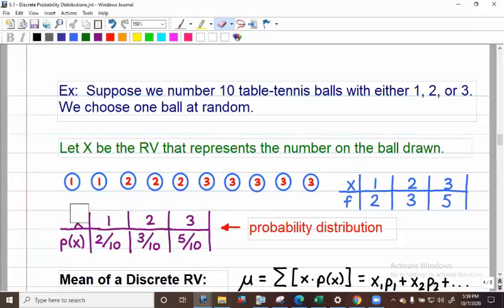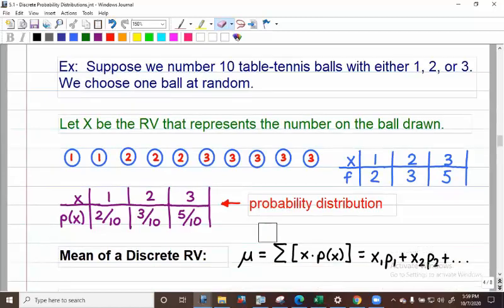So the possible values of X, if you were pulling one out at random and just looking to see whether it was a 1, 2, or 3, you got 1, 2, 3. 2 of them are 1s, so you got a 2 out of 10. 3 of them are 2s, so we got 3 out of 10. And 5 of them are 3s, we got 5 out of 10.